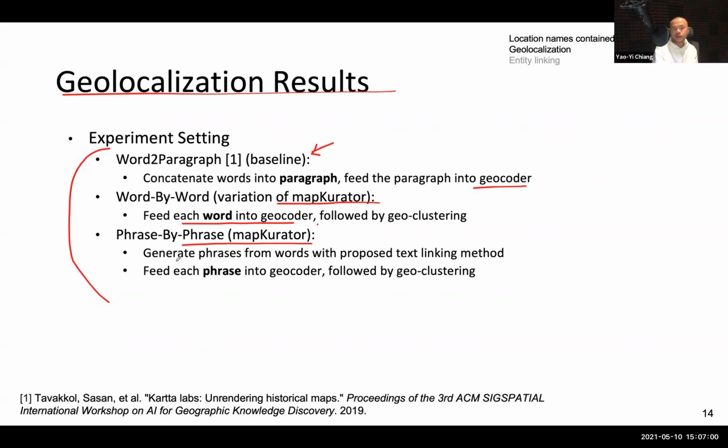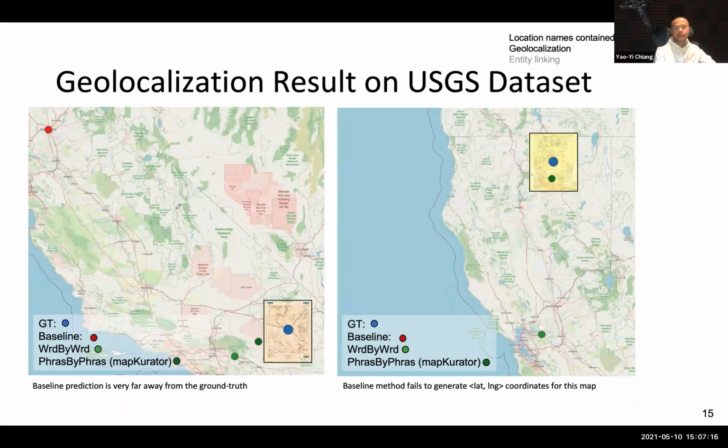This is used for generating all these phrases from words. So no words anymore, phrases. And with the phrase, we feed the phrase into the geocoder followed by a clustering method, like what I just showed you for the 3 components. So before we look at the result, let's understand how we differentiate the result.